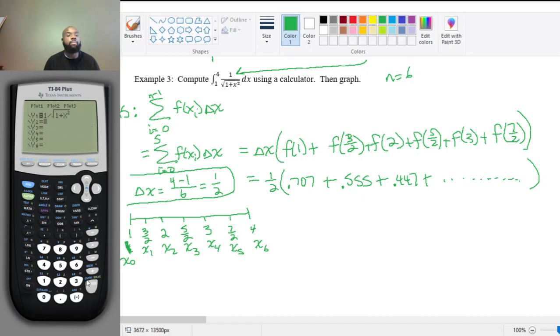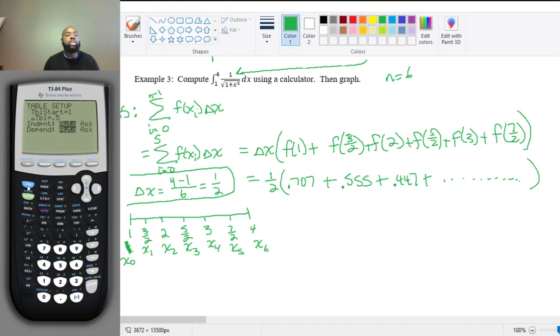And I'm going to press enter. Now, you could use your table feature, right? So I'm going to go to second table set. Our A in this example, we started with 1, so I'm going to start at 1. Our delta x was 1/2, so I'm going to put 1/2 in there. And I'm going to have this on auto, right? I'm going to press enter.